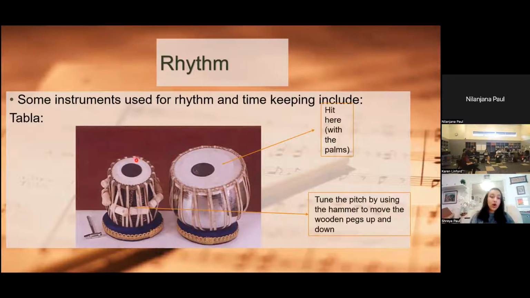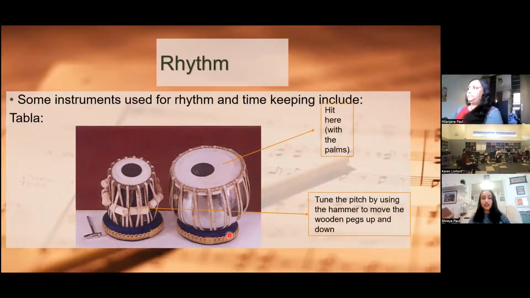Again, you would hit the top parts of the drum, and again, you would tune by moving the pegs up and down with this hammer on the side. You normally keep it in the cushions so that it stays where it is. And yeah, that's pretty much it about that.